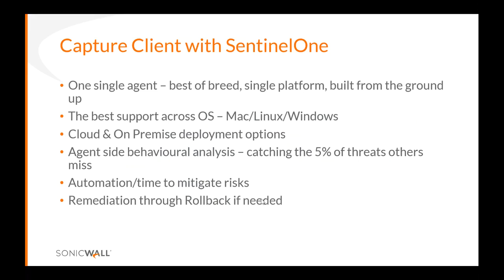And agent side behavior analysis, catching the 5% of threats others miss. And the behavior analysis model will be useful for preventing the ransomware attacks and other things. And along with other protection mechanism, we are using this as well. So it is catching the 5% of attacks which others miss, means which other models miss. And automation for time to mitigate risk. And we are having some automation things, so you don't need more time to analyze the attacks and stop the attack. And remediation through rollback if needed.